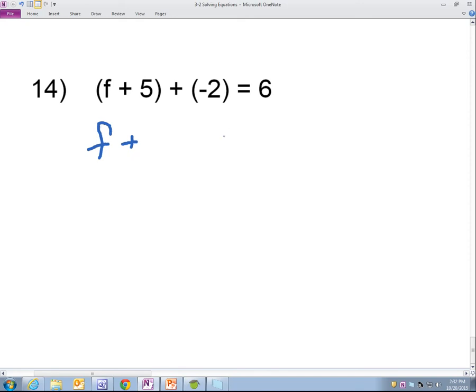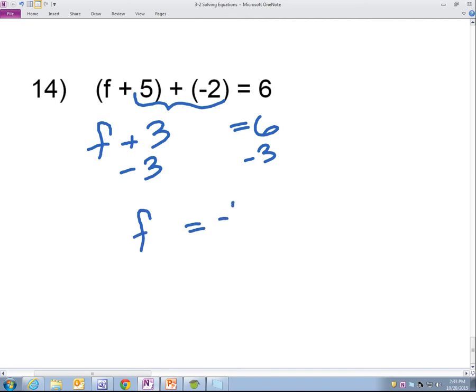I'm going to have that line up. Because I did 5 minus 2, or 5 plus -2 is 3. Then I'm going to subtract 3 from this side, subtract 3 from this side. That just leaves f equals 3.